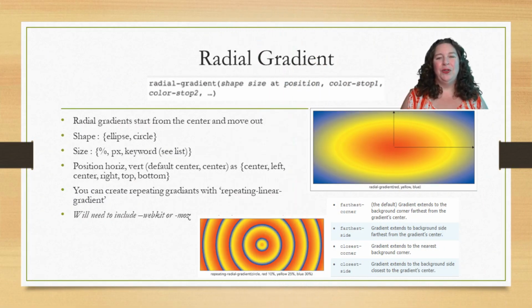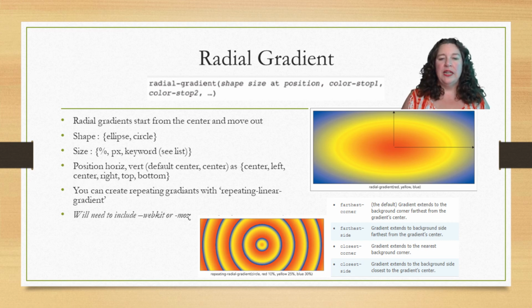With our radial gradients, they're similar in that you have a position and a color stop. They start from the center and move their way out, and you can choose between an ellipse and a circle. If you do not want to do an equal circle, you can choose an ellipse with a position that includes both a horizontal and a vertical number. Your sizing can be a percentage or a pixel or one of the keywords, starting from the farthest corner, the farthest side, the closest corner, the closest side. How do you want to move?